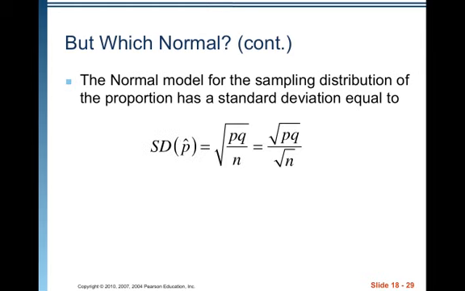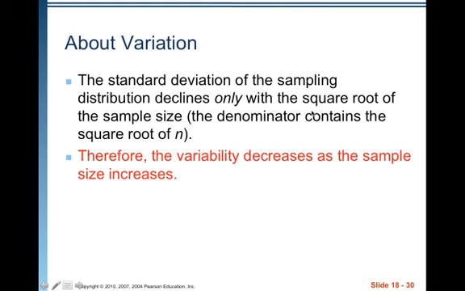The normal model for the sampling distribution of the proportion has a standard deviation equal to the square root of pq over n. So that can also be written as the square root of pq over the square root of n. So it's very similar to our standard deviation for means. It's just that instead of the square root of pq, you have little sigma. Both of them divided by the square root of n.